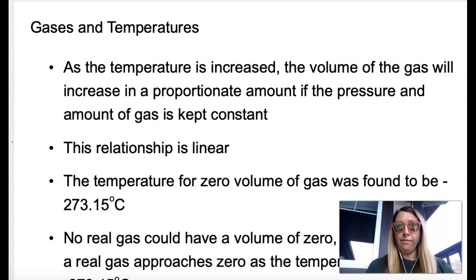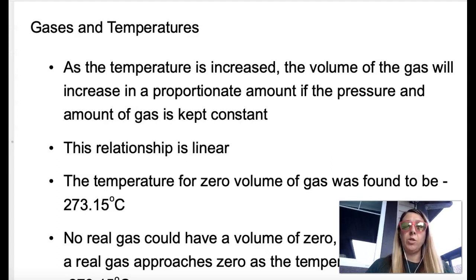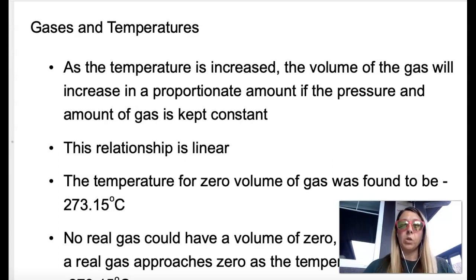Okay, third video of the gases unit is looking at Charles's law. Charles's law is going to be able to relate gases and temperatures for us. In the first lesson, we talked about all the different properties of gases.